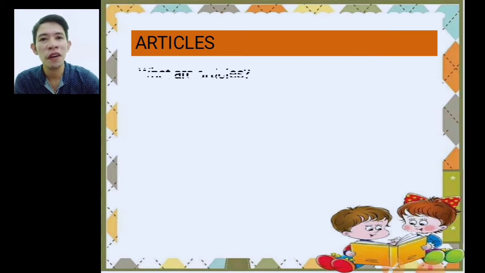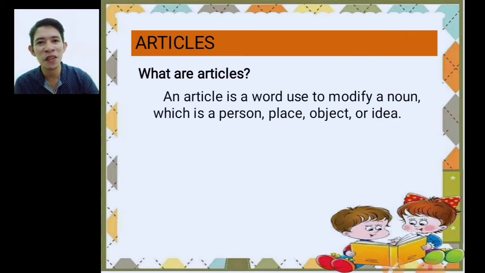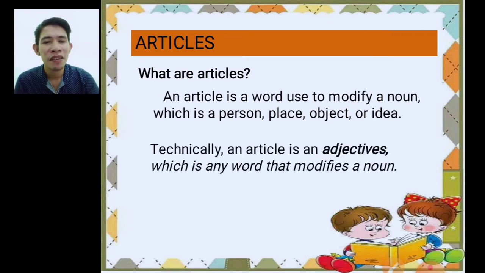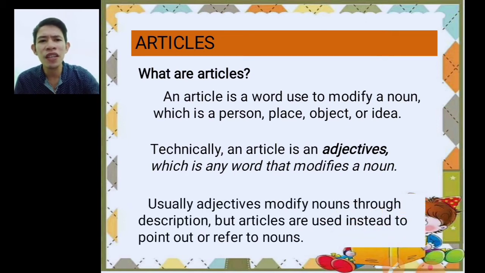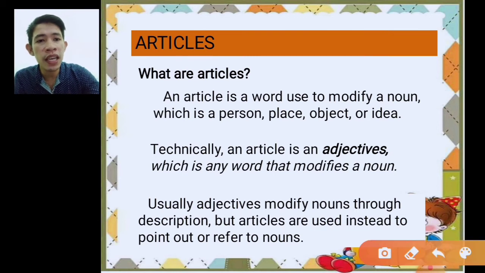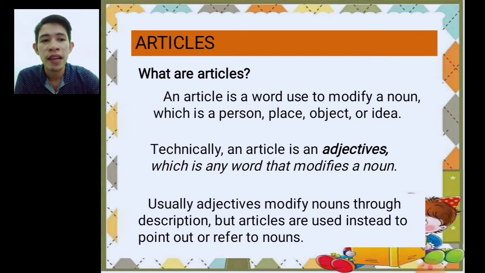What are articles? When we talk about articles, an article is a word used to modify a noun, which is a person, place, object, or idea. Technically, an article is an adjective, which is any word that modifies a noun. Usually, adjectives modify nouns through description, but articles are used instead to point out or refer to nouns.